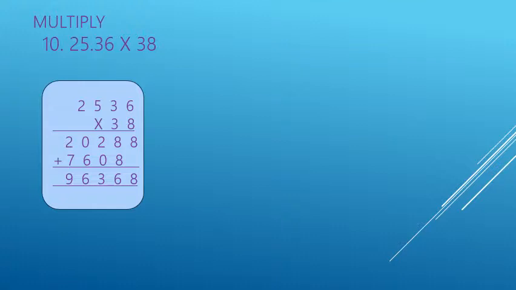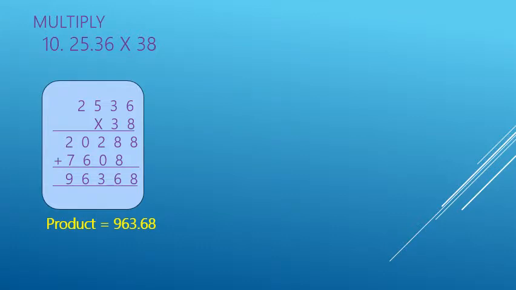Now we add both the products and the final product that we get is 96368. Now children, we will note the number of decimal places in 25.36, which is 2. So we will put the decimal point in the product after 2 digits from the right hand side. Therefore, our product is equal to 963.68.